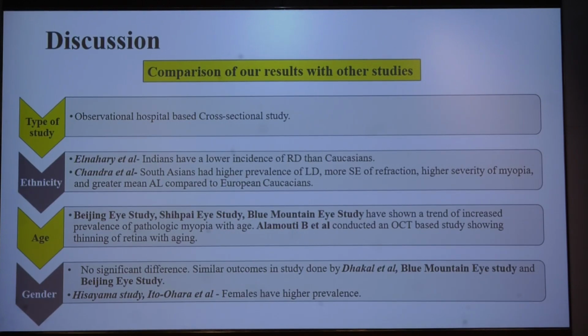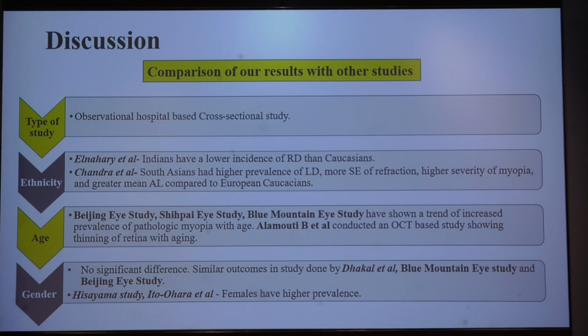Coming to the discussion on comparison of our results with other studies, ours was an observational hospital-based cross-sectional study, as compared to the previous studies, which were also mostly cross-sectional. Ethnicity: people of different ethnic origins had different results. Like in a study, it was found that Indians have a lower incidence of retinal detachment than Caucasians, which was done by Elneri et al.